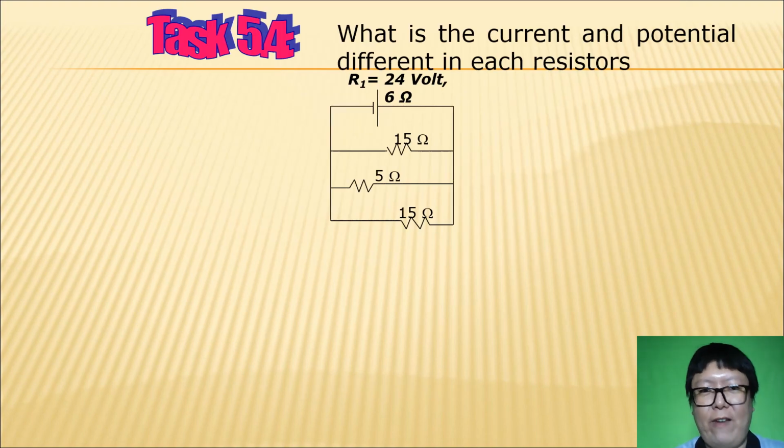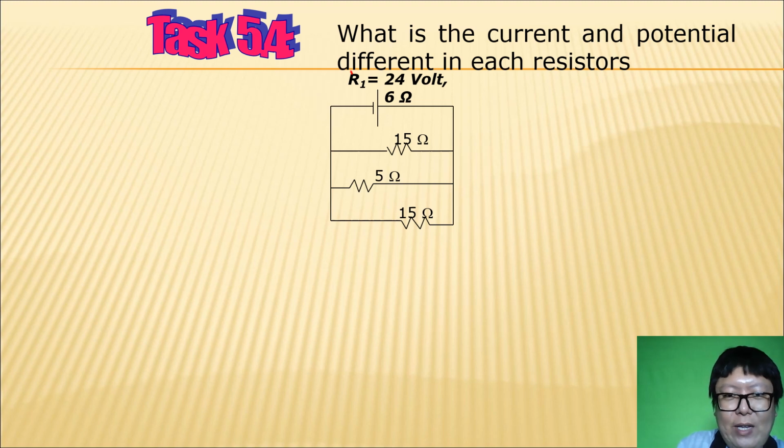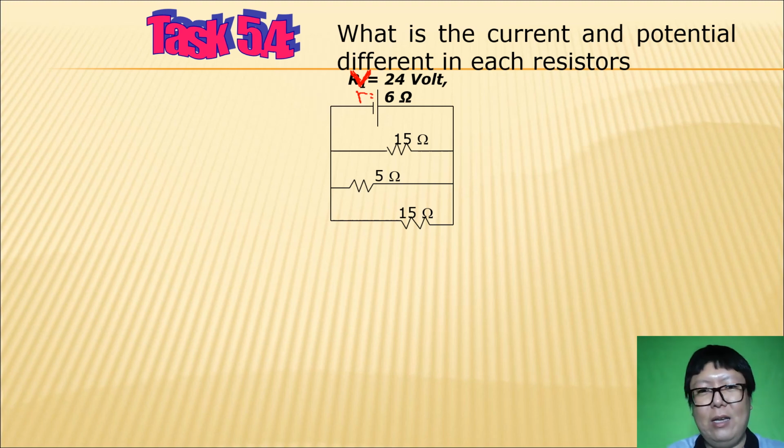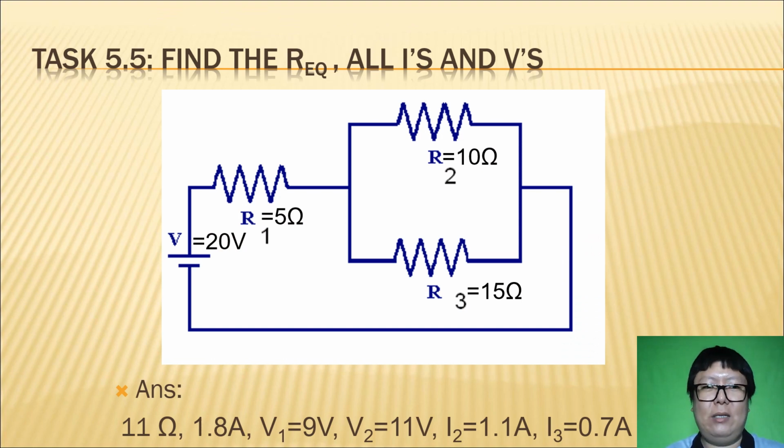This is task 5.4. There's no answer here. You have to try to do it, and there is an internal resistance in here. Sorry, this is not R1. This should be phi, and this is the internal resistance. Typo. Then try. This is task 5.5. I already gave you the answer, right? You have to try, and then check whether your answer is correct or not.